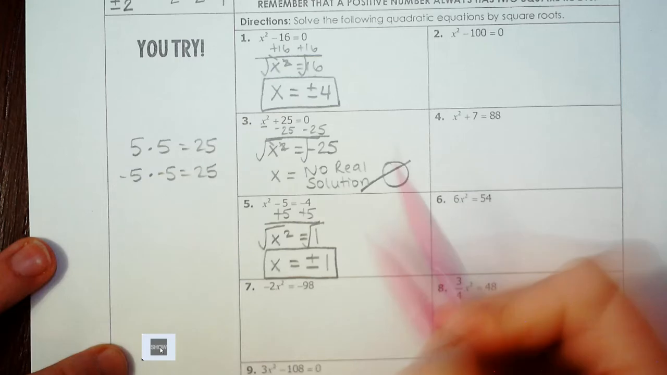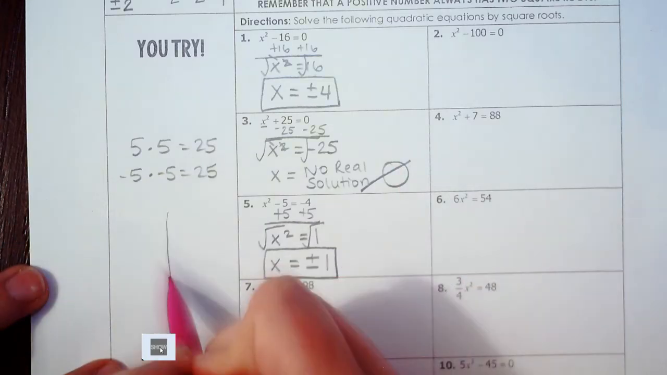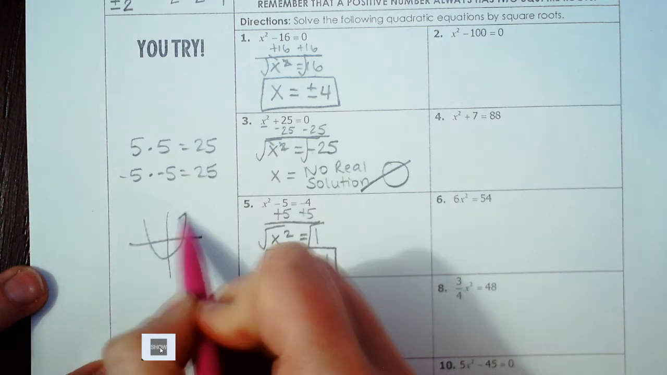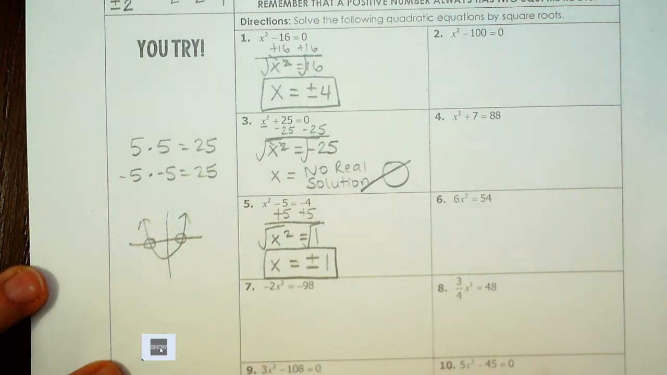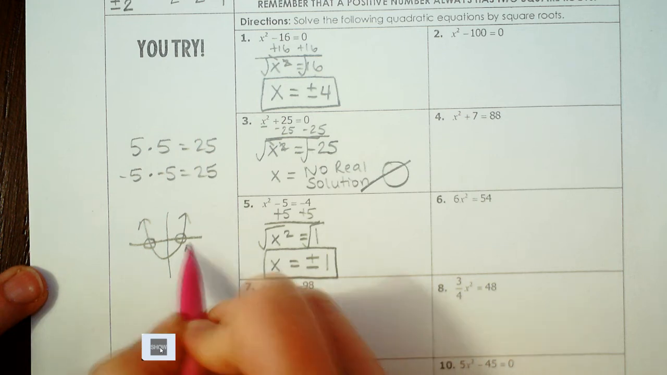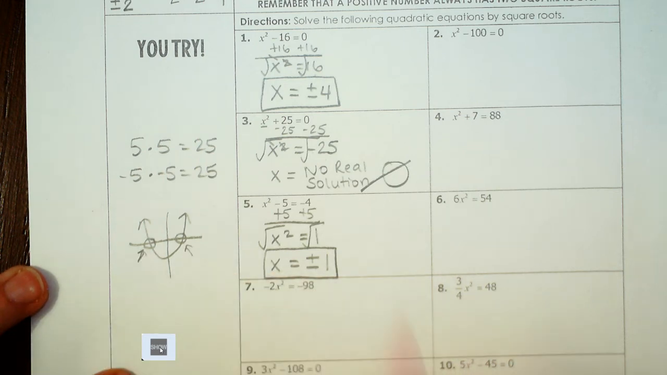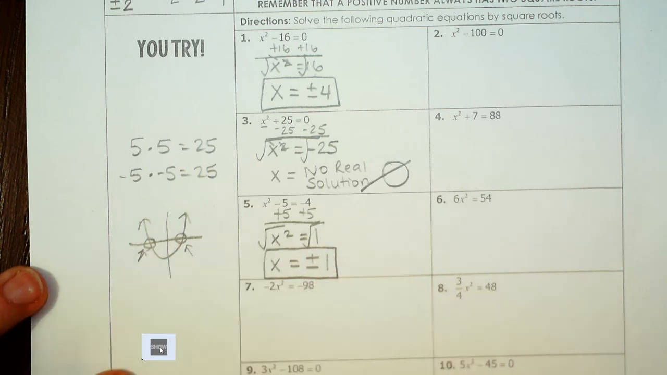Now let's talk about what these answers mean. Okay, so the other day we were talking about if you had a quadratic graph on there, your solutions would be wherever your graph crosses the x-axis. These solutions are those points right there. So algebraically, we're determining what these points are without having a graph to look at.